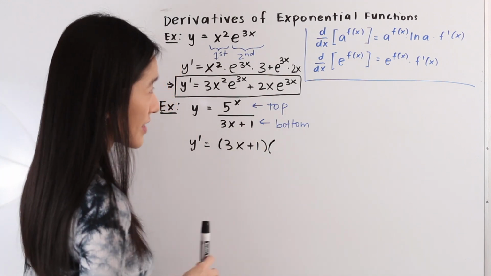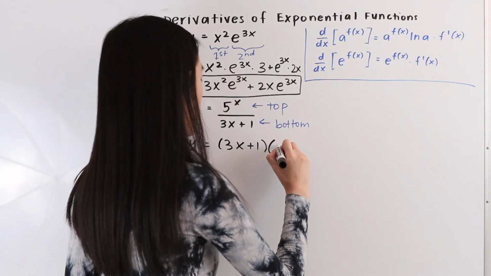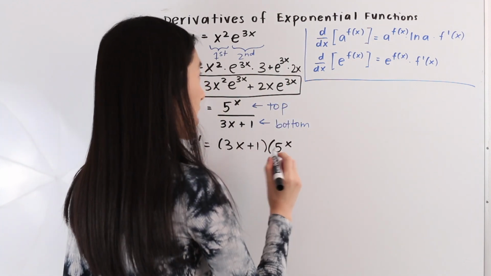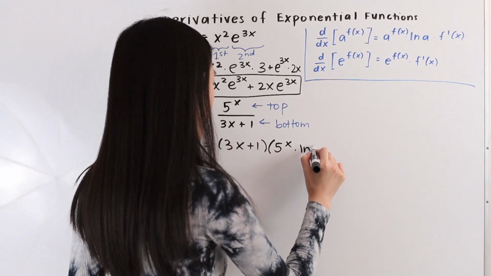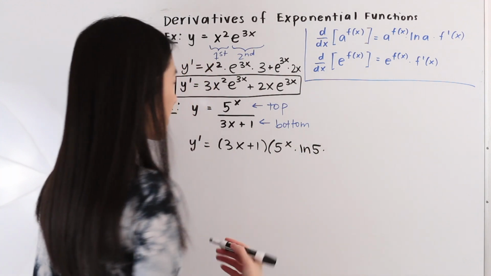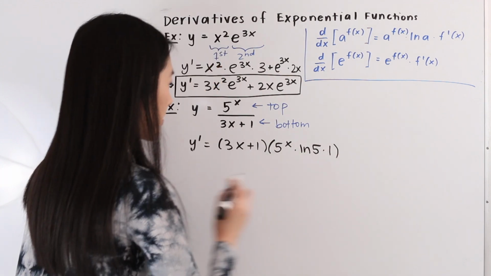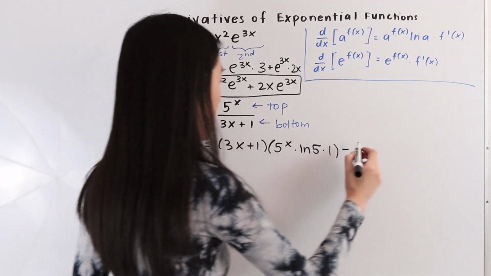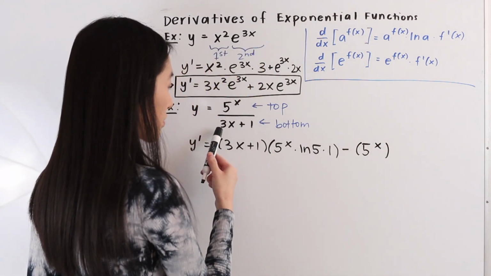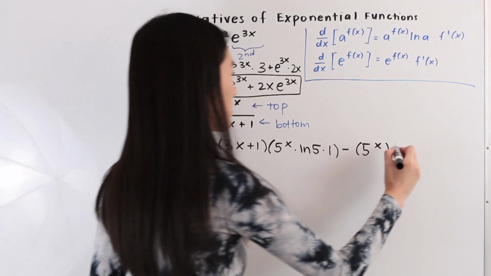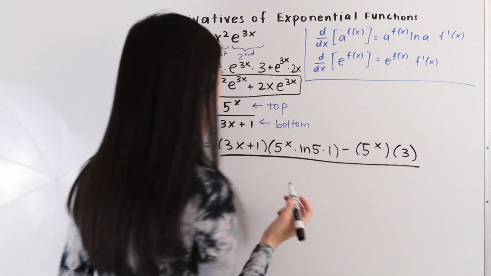In order to determine what that is equal to, we'll need to use this first formula here. So we're going to rewrite our function, so we have 5 to the x, and then times the natural log of the base. So here the base is equal to 5, so we have the natural log of 5, and then times the derivative of the exponent, and so the derivative of x is just equal to 1. And then we have minus the top, so we have 5 to the x, times the derivative of the bottom, so the derivative of 3x plus 1 is just equal to 3. And this is all over the bottom squared.